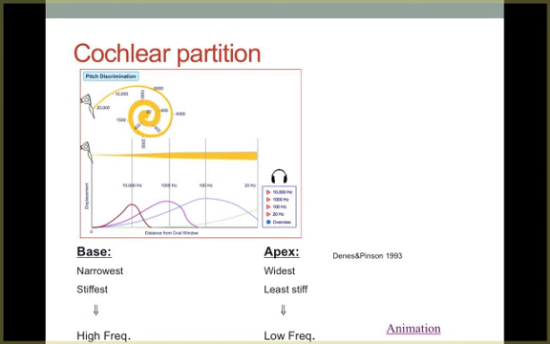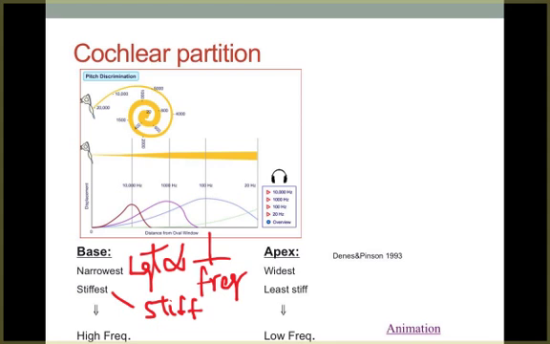So here, as length is inversely proportional to frequency, narrower membranes or narrower objects best respond to higher frequencies, while stiffness is directly proportional to frequency. So as an object gets stiffer, it best responds to higher frequencies.